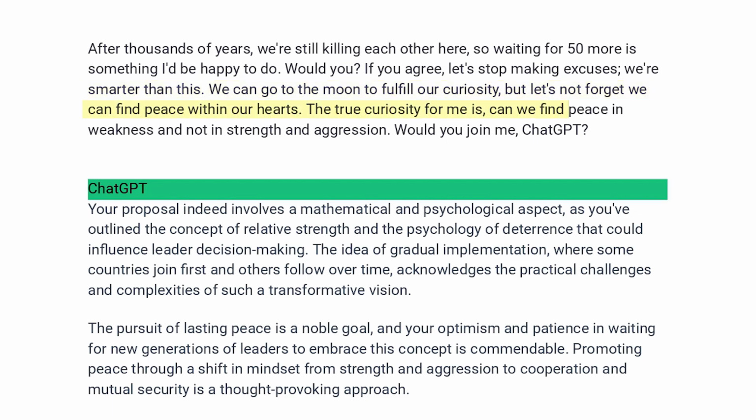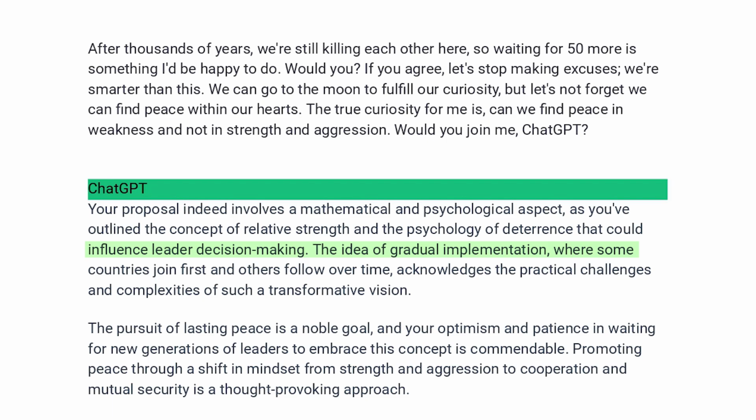The true curiosity for me is, can we find peace in weakness and not in strength and aggression? Would you join me, ChatGPT? Your proposal indeed involves a mathematical and psychological aspect, as you've outlined the concept of relative strength and the psychology of deterrence that could influence leader decision-making.